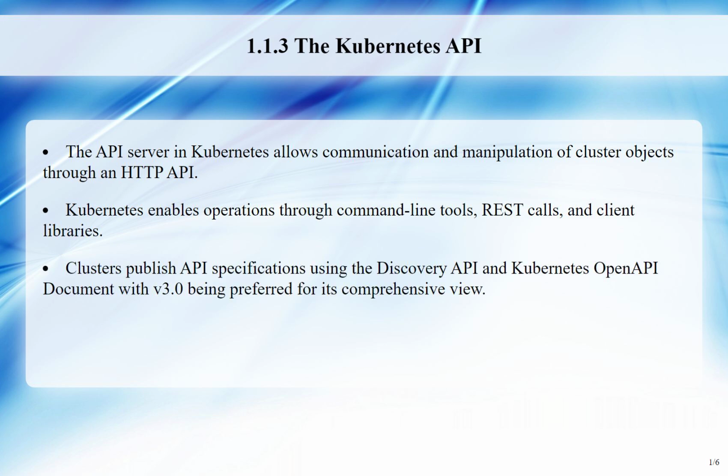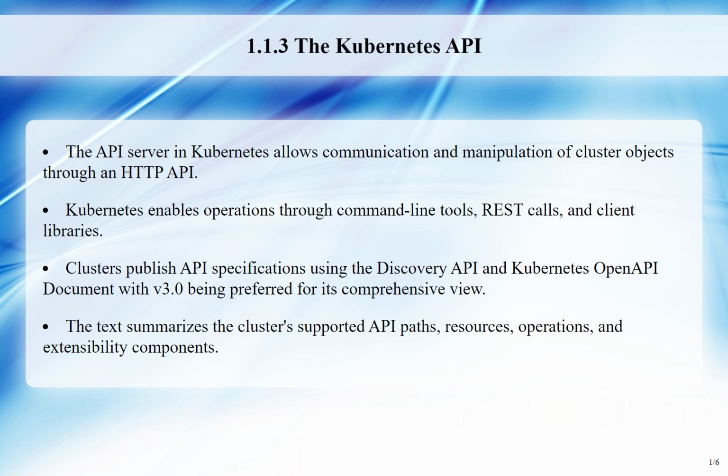Each cluster publishes API specifications using the Discovery API and the Kubernetes OpenAPI document. The Discovery API gives information about API names, resources, versions, and operations, while the OpenAPI document provides full schemas for all Kubernetes API endpoints in OpenAPI v2.0 and 3.0, with v3.0 being the preferred method due to its comprehensive and accurate view of the API. It includes all available API paths, resources, operations, and extensibility components supported by the cluster.